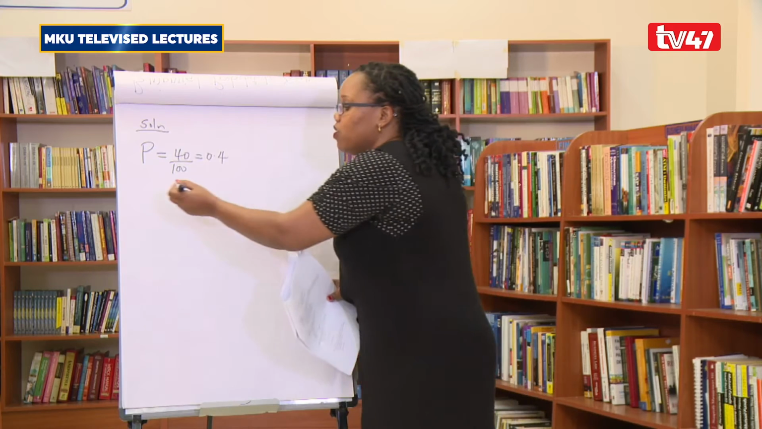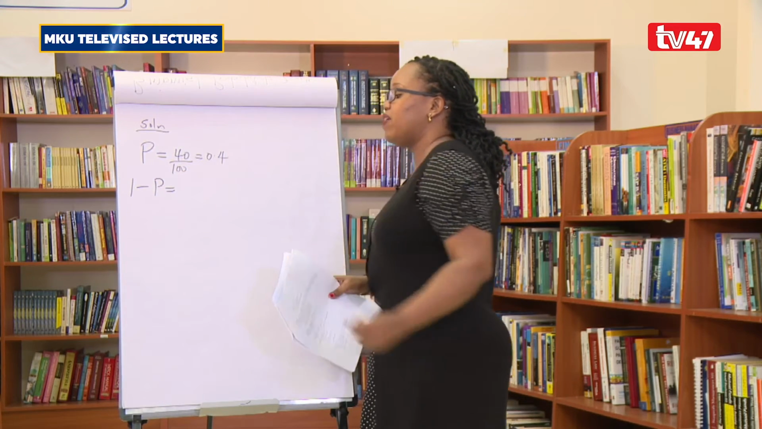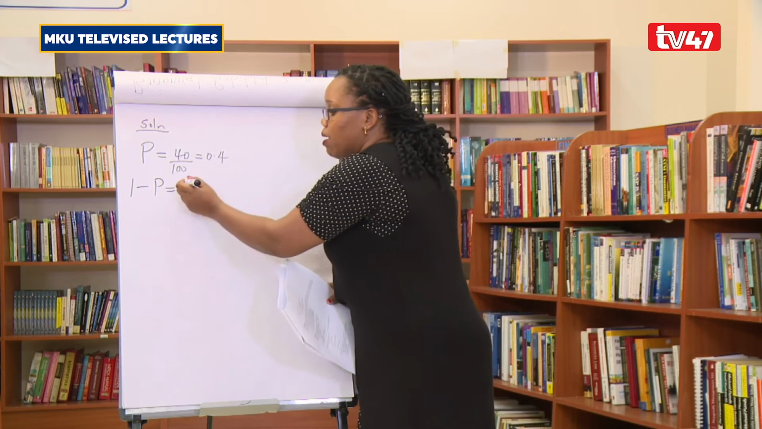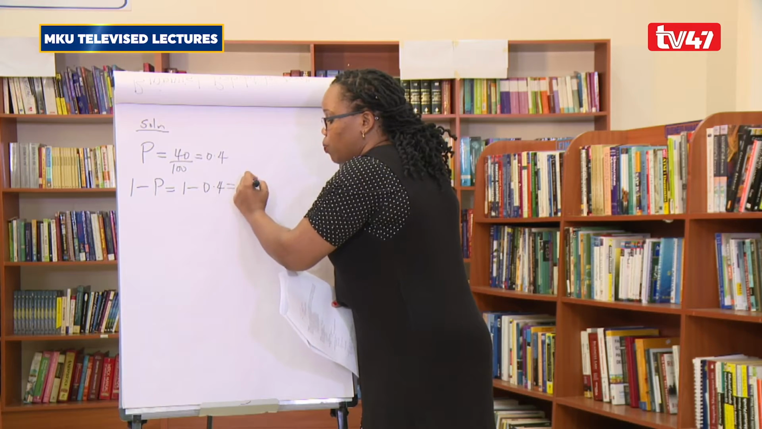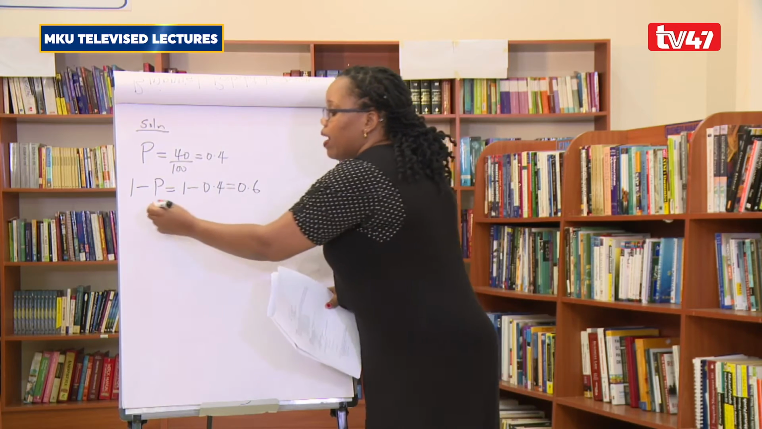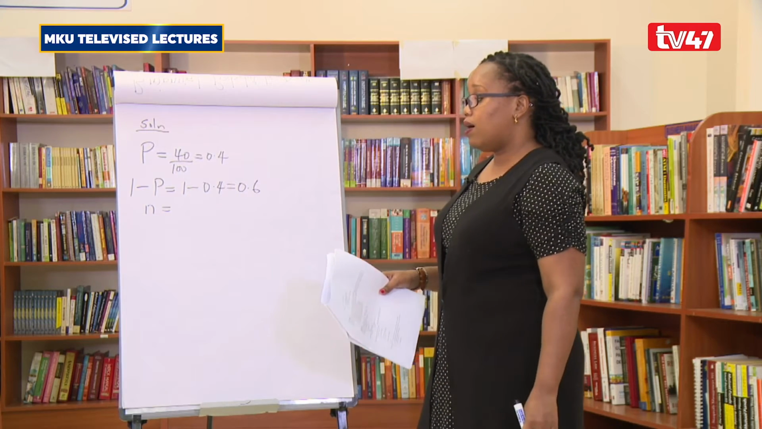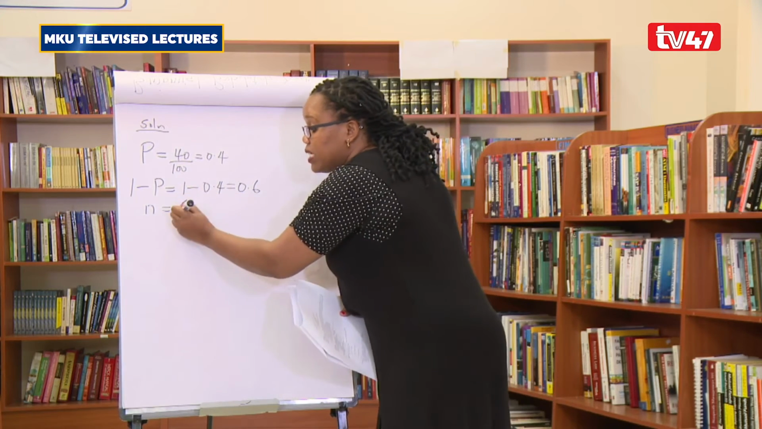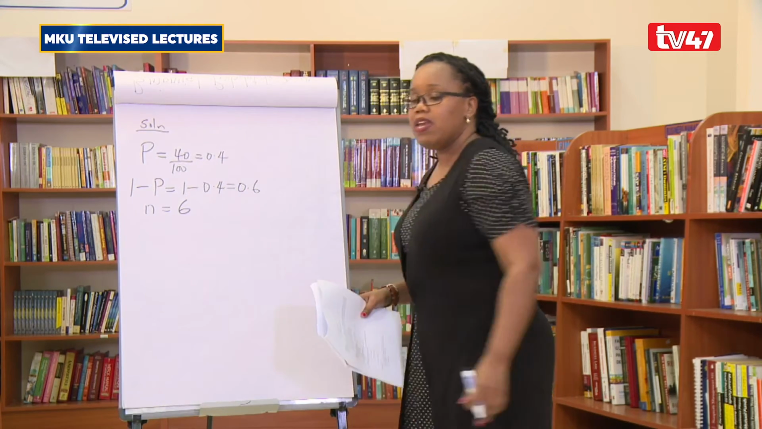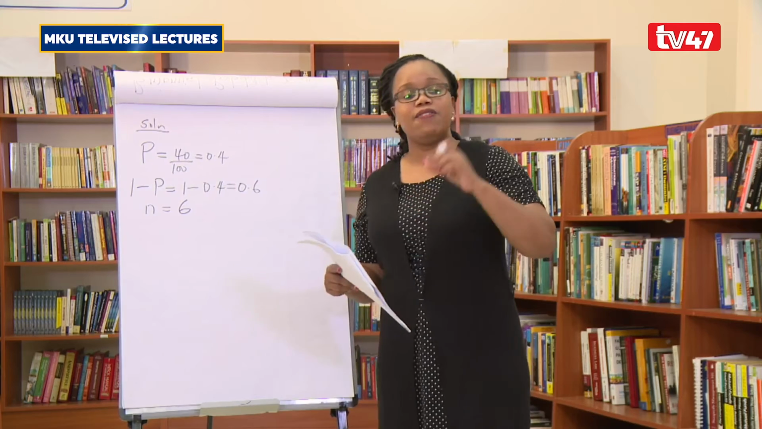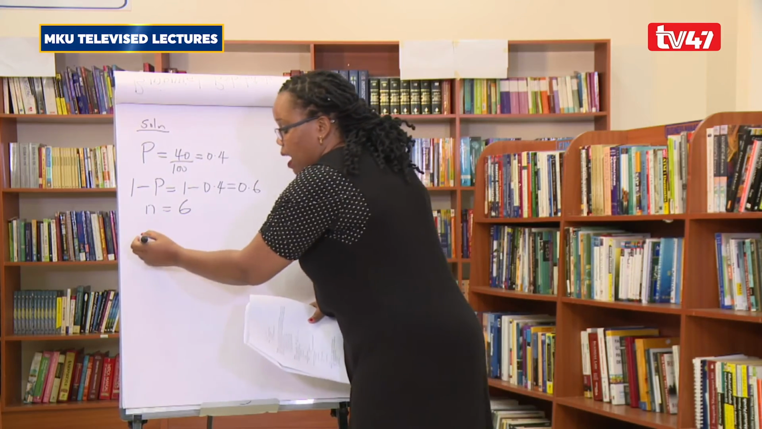What is the probability of failure? It's 1 minus P. P, we already have the value, 0.4. So this becomes 1 minus 0.4, which is 0.6, correct. We have our N, the sample size that has been picked later on to be examined, of 6 individuals. We have everything that we need. Now, each question will define our R.